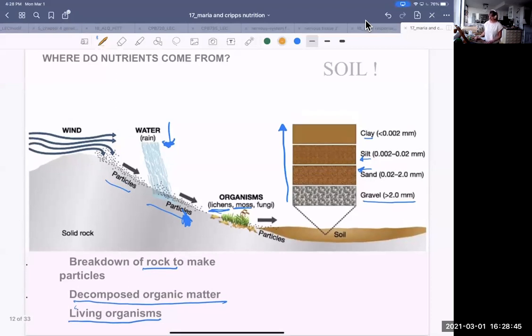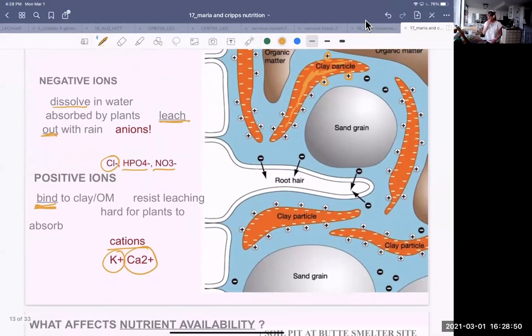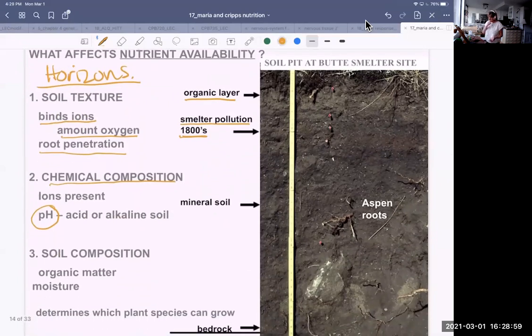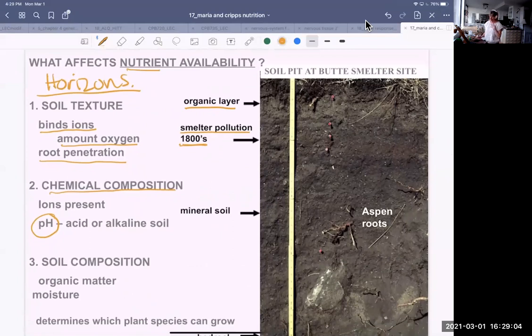Nutrients. Decomposed organic matter. And we looked at ions that are in soil. And of course, the plants need to take the ions up. So what affects nutrient availability is the texture of the soil. If it's a lot of clay, then a lot of the negative ions will be sequestering the positive ions. So that will make a difference to how much nutrients the plants can take up.